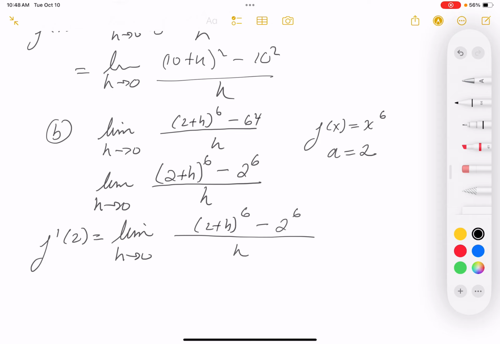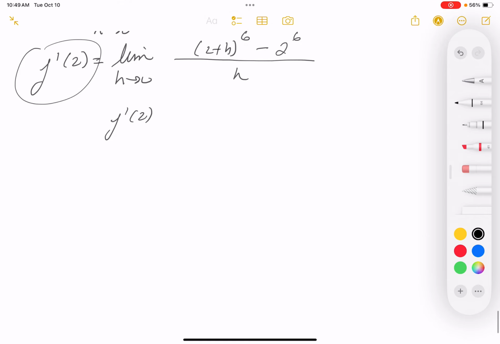So this looks good. So again, what do they give me over here? This is f prime at 2. That's what they're giving me, all right? And the function they're giving me is this one over here. All right, let's go to C.